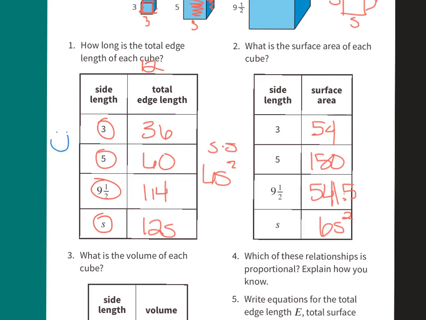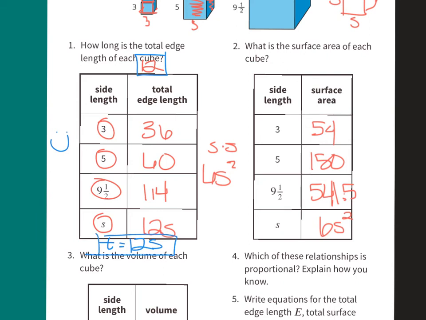Okay? So it wants us to come up with an equation. So I know my constant of proportionality is 12. So 12 times my side length, 12 times s, equals my total edge length. So we'll go t for total. So there's my equation. T equals 12s.